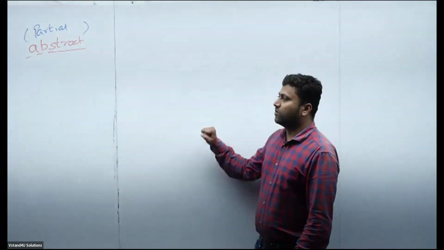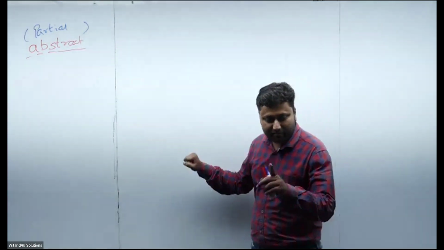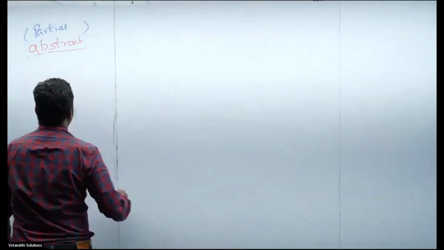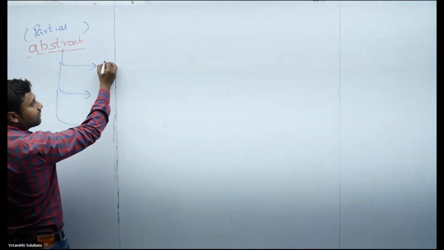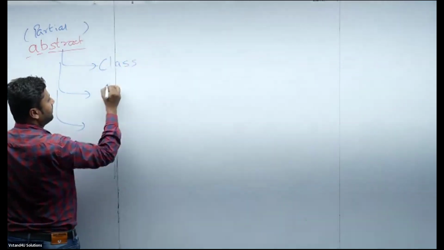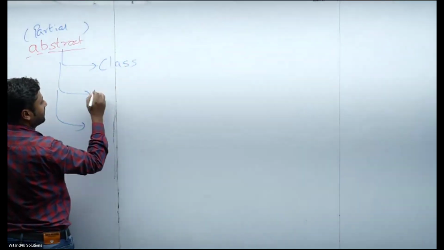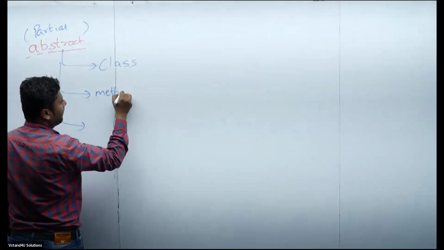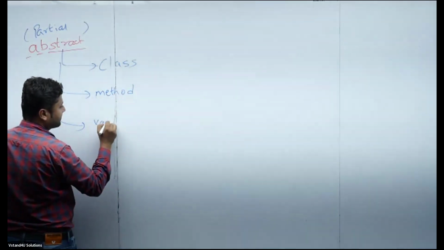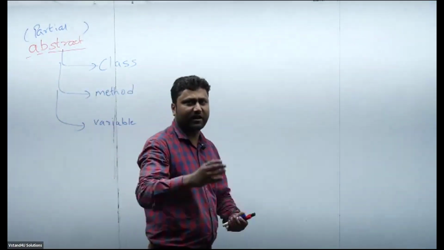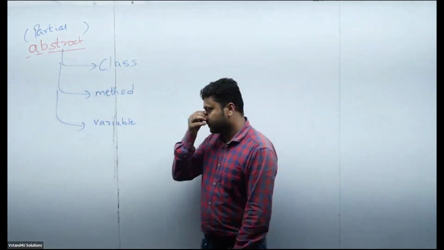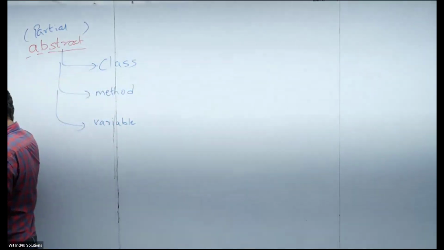Moving forward, what does it mean by partial? Abstract is a keyword applicable on class, methods, and variables. All three, am I right? Abstract is applicable on all three. Yes or no? Brilliant.